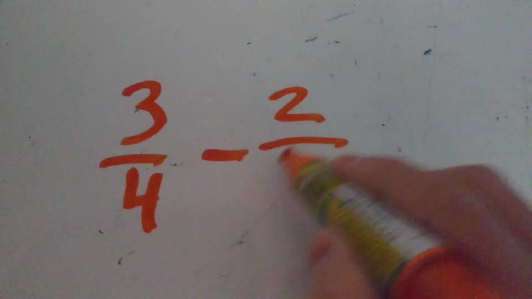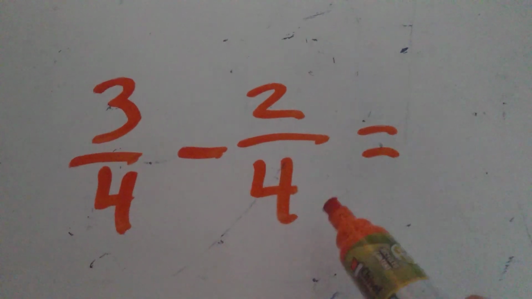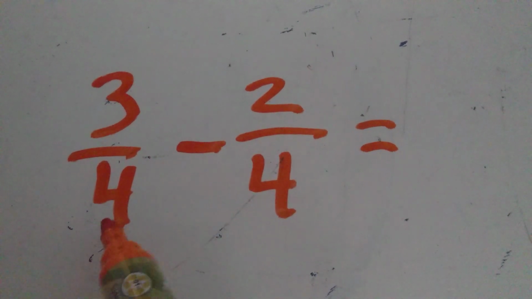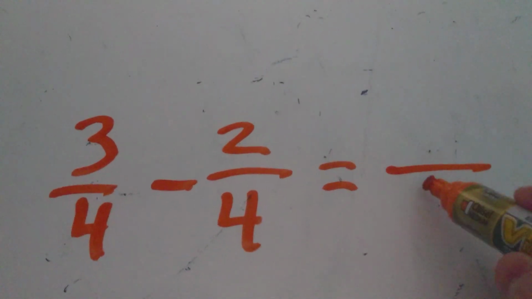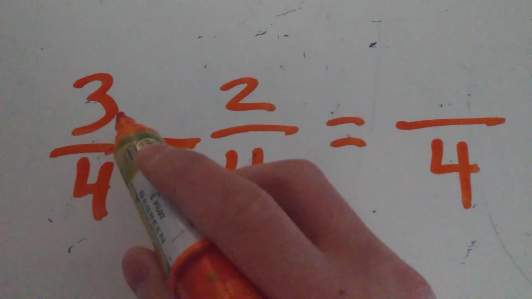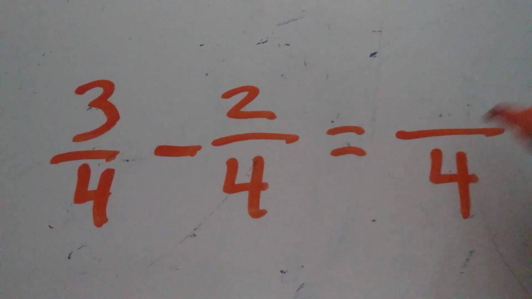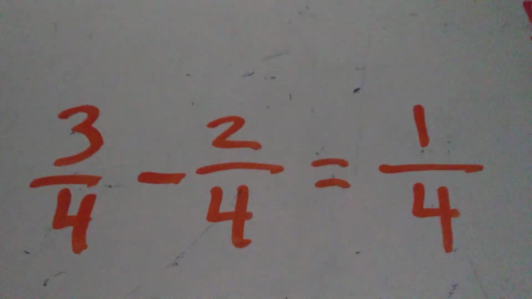Alright, let's try 3/4 minus 2/4 equals. Now notice again, the denominators are the same. So that means we can just subtract after we put the 4 there, so we don't forget what our denominator is. We can subtract straight across the top. 3 minus 2 equals 1. And that's it.